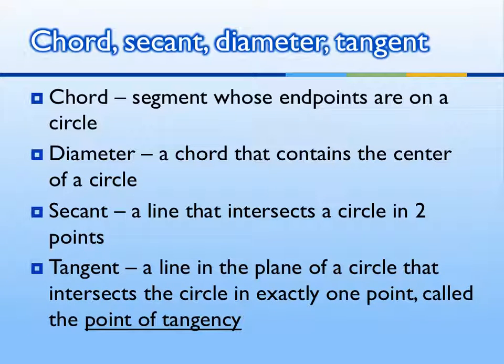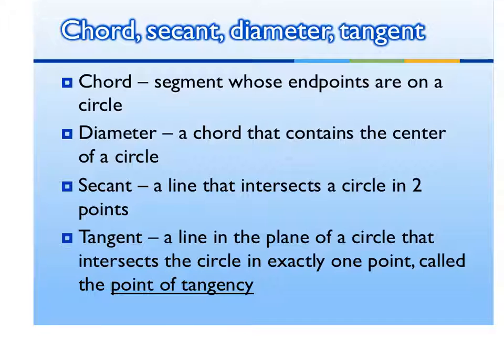Next, we've got a whole bunch more vocabulary here. We have a chord, and a chord is a segment whose endpoints are on a circle. A diameter is also a chord, but what's special about a diameter is it's got to contain the center of the circle. So it's going right through the middle.